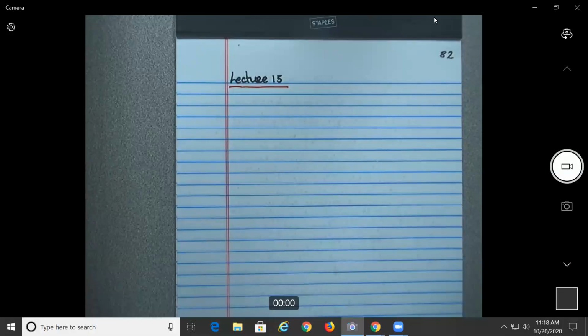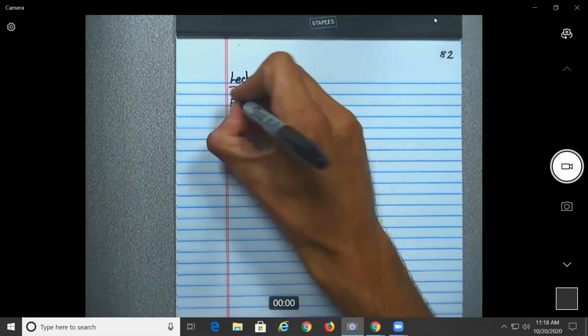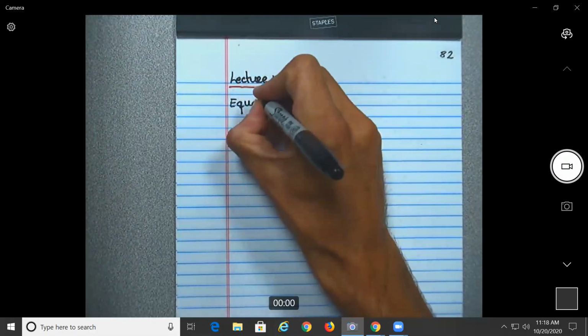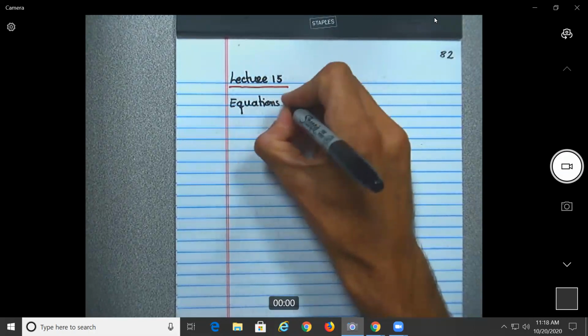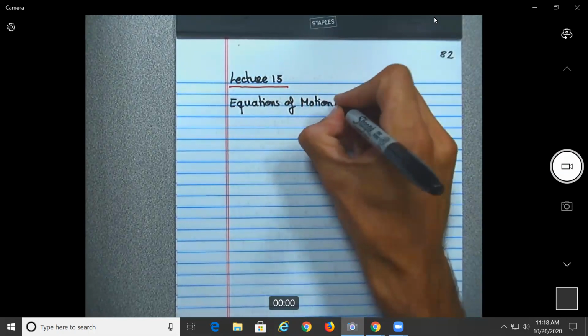All right, so there we go. Okay, so we're going to look at the equations of motion.